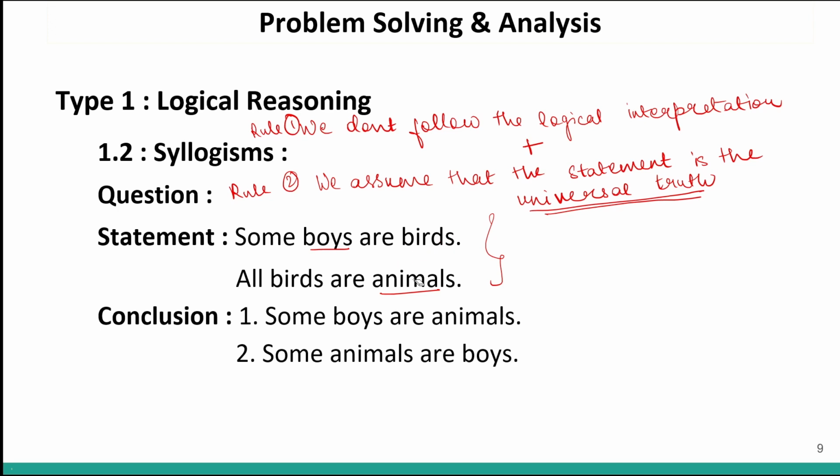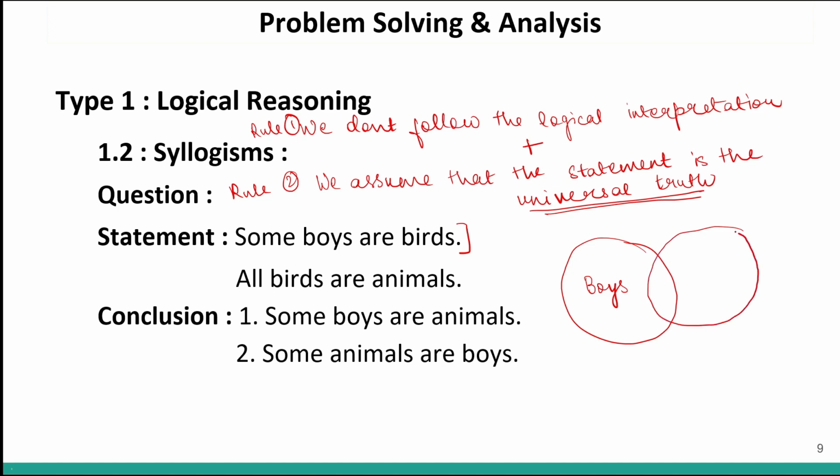Okay, now let us come to this question, that some boys are birds and all birds are animals. So as I said, if I have to write some boys are birds into Venn diagram, how will I write? Let's say this represents boys, correct? And this represents birds. So some boys are birds will be represented by this section. Correct?